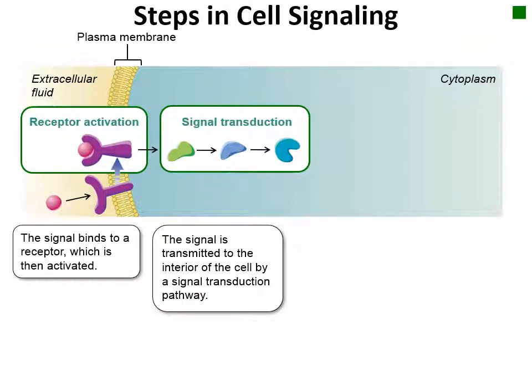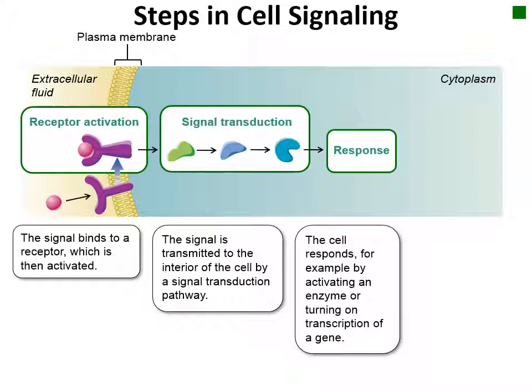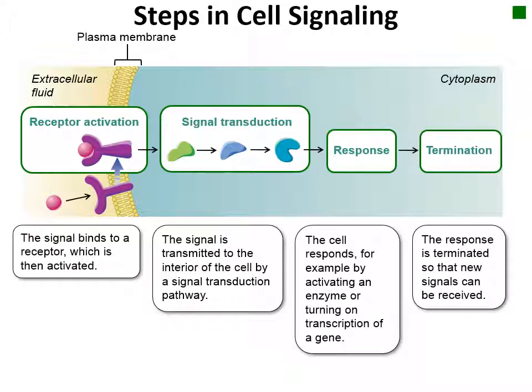The third step is the cellular response. The response will depend on what the signal-receptor pair was and what type of cell it is that is responding. Cellular responses can include activation of enzymes, changes in gene expression, production of additional signals, and can cause the cell to divide or change shape. The last step is then termination of the signal so that new signals can be received.